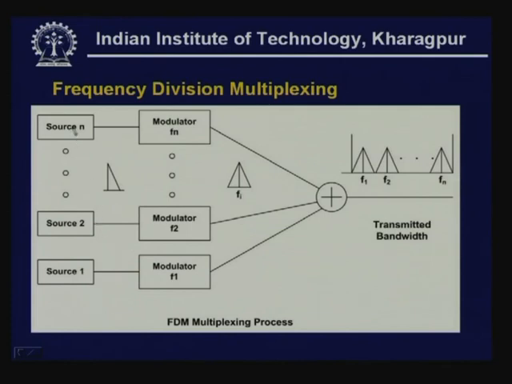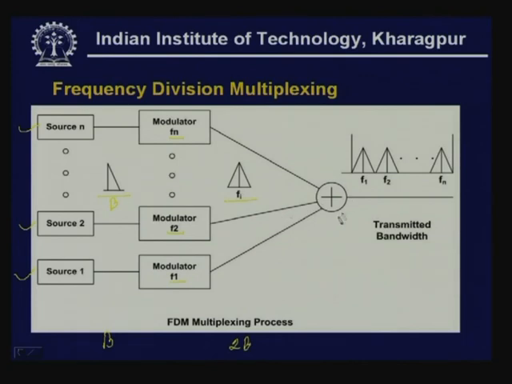Here the signals are coming from different sources, source 1, source 2 and source n, and here you have the modulator, and as you can see, different subcarriers F1, F2 and Fn. These subcarriers are used to modulate different signals, and if this is the bandwidth of the modulating signal, the bandwidth of the modulated signal is shown here, around that carrier on both sides. As you know, if the bandwidth of the analog source signal is B, then the bandwidth of the modulated signal is 2B.